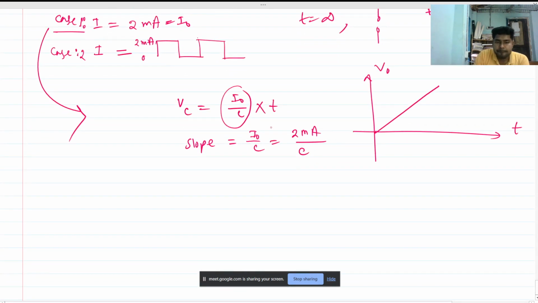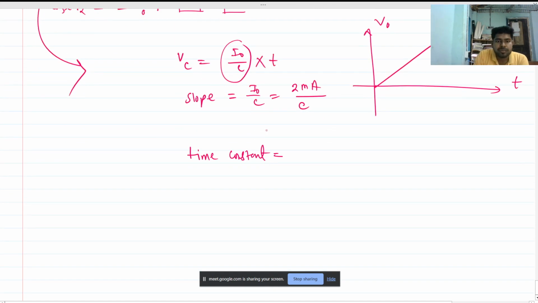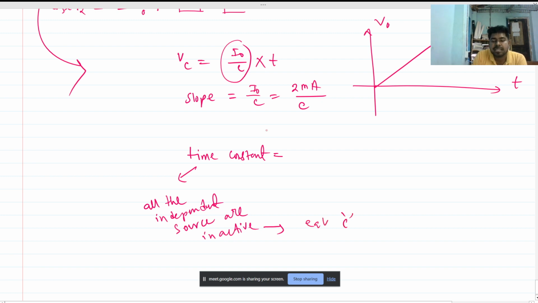And what is the time constant? To find the time constant, what do we do? We make all the independent sources inactive. And then we find the equivalent capacitance of the circuit and the equivalent resistance of the circuit. Then the time constant becomes R equivalent into C equivalent. This is the time constant.